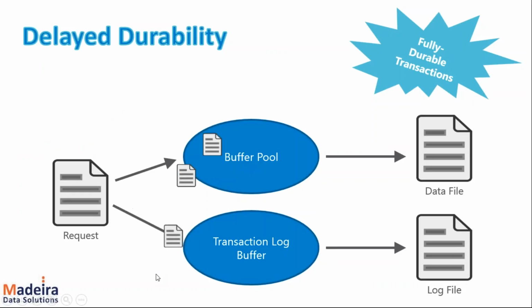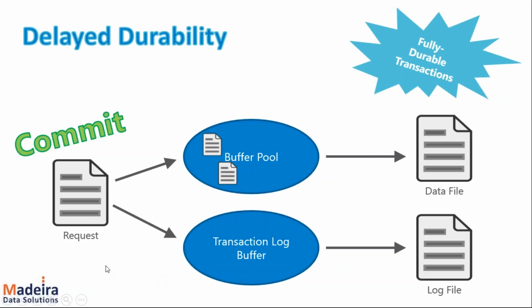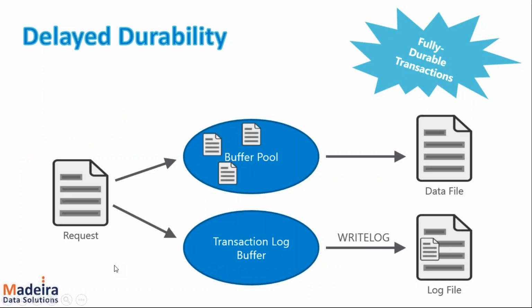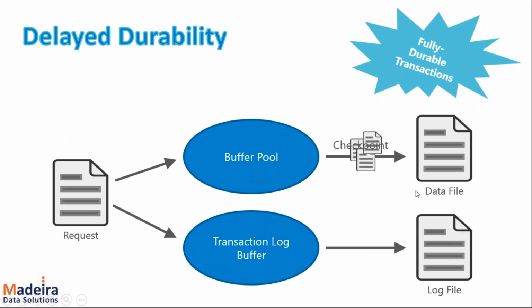If we have another request, the same goes. We have another write log wait. We need to wait until we have a commit. Another one, another write log wait. At some point, we have a checkpoint operation which will flush the buffer pool content into the data file, and so on. Okay, so we have a lot of write log waits.